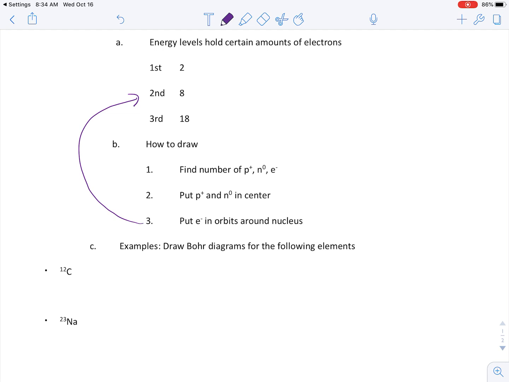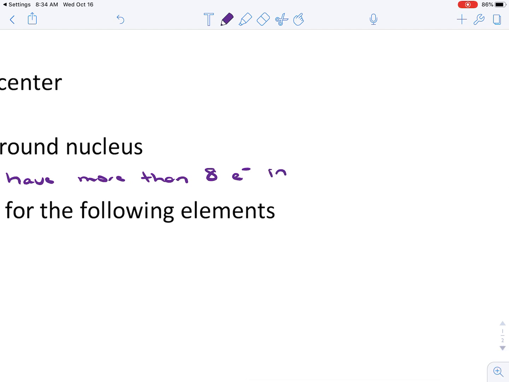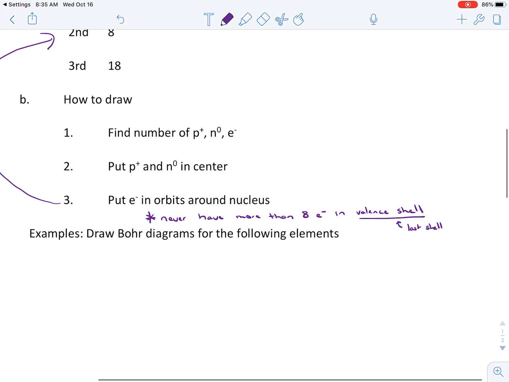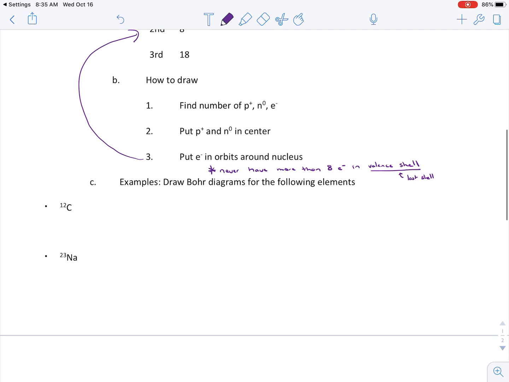The other thing that we should note, kind of a note right here, is that we will never have more than 8 electrons in the valence shell. And our valence shell is our last shell of electrons. So we'll never have more than 8 in our outer energy level. Never. Okay? So our next step is we're going to draw a couple of these out.